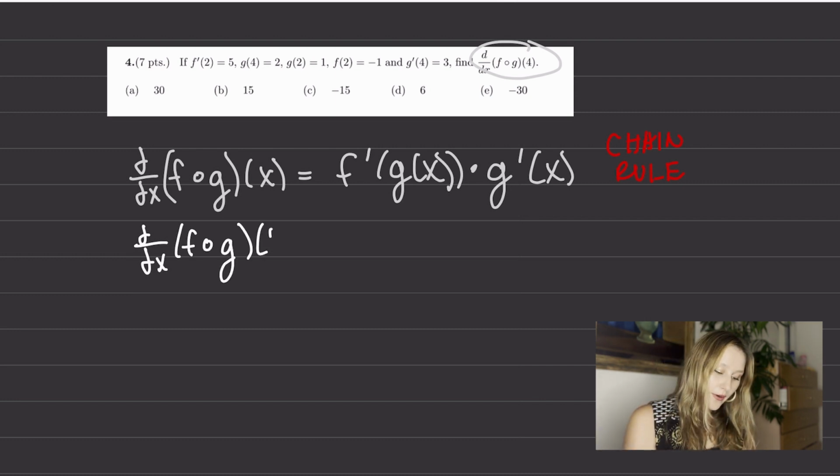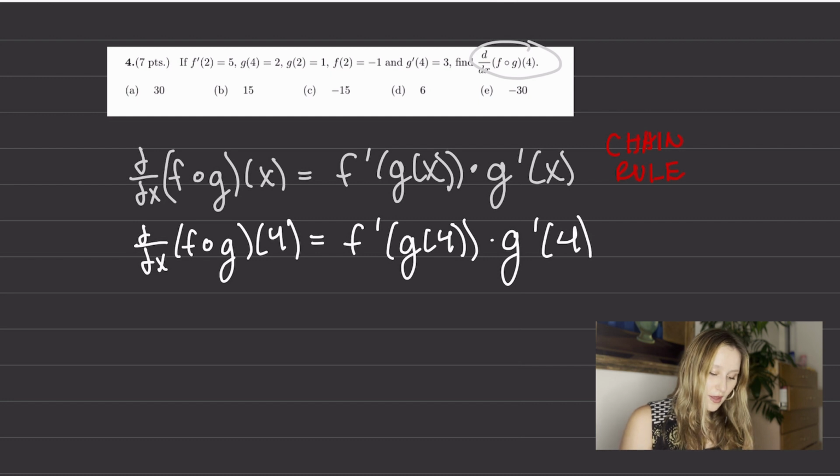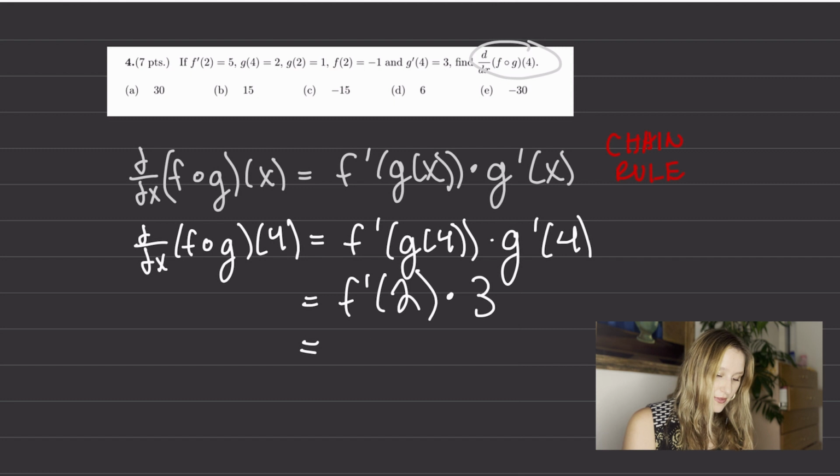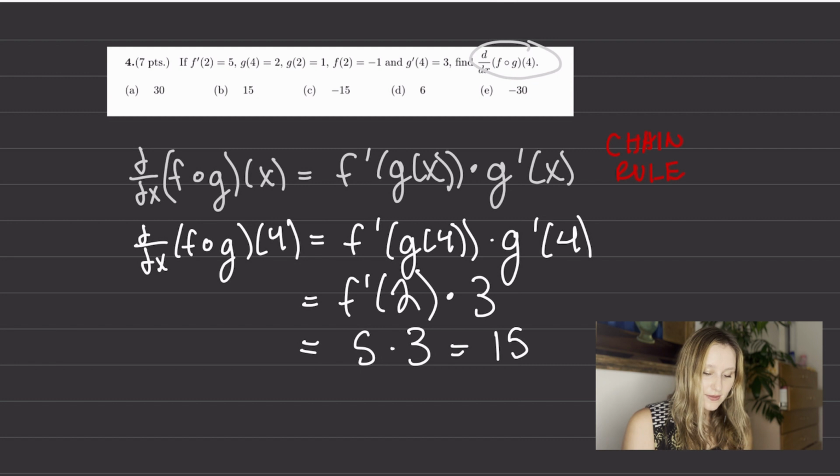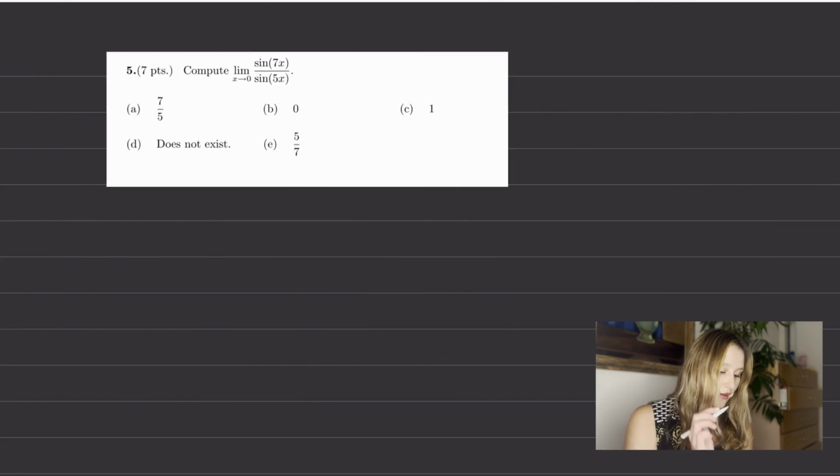Then if we're doing 4, we're going to do f prime of g of 4 times g prime of 4. What is g of 4? It is 2, times g prime of 4 is 3. F prime of 2 is 5. We get 5 times 3 equals 15. Duh. Period. Thank you. Next. Number 5.